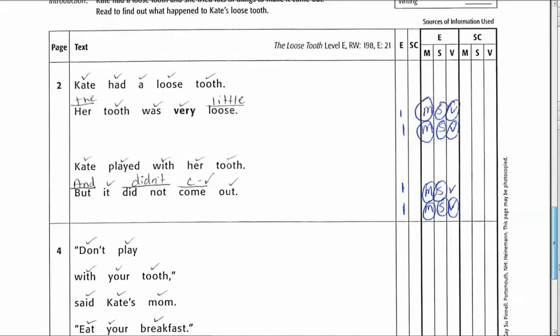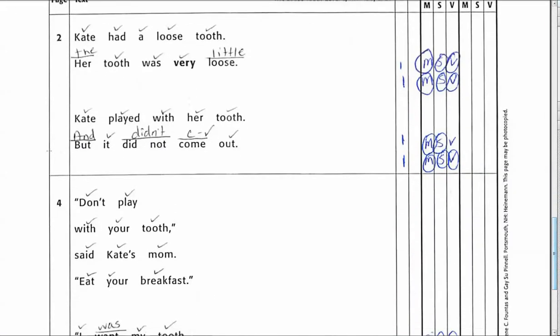So we're going to move to page two of Roberto. Kate had a loose tooth. The. So does it make sense that you can start a sentence with the? Yes. Does it sound right? Yes. Are there any visual similarities? Yes. And some of you might argue this point, but the H and the E are visual similarities according to Fountas and Pinnell. So let's move to the next error.